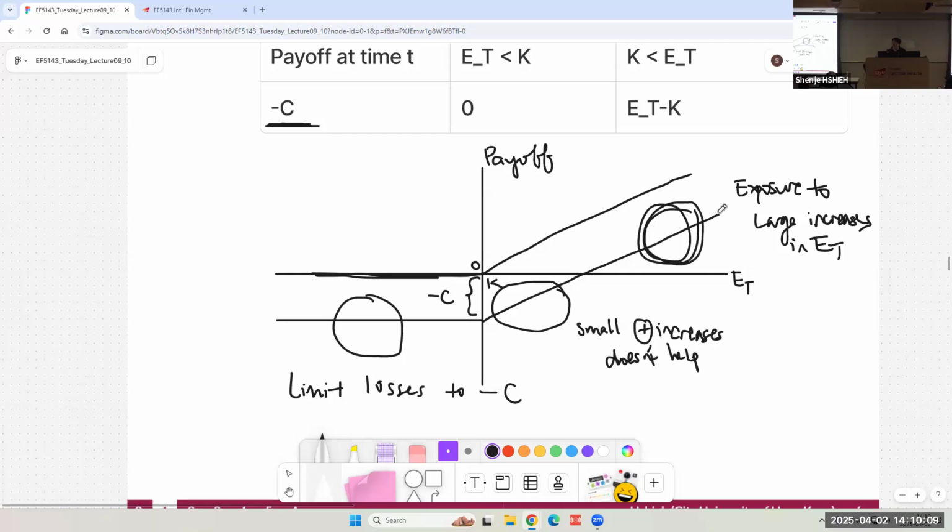Of course, you can combine various options to get very exotic payoff structures, which is probably what you should be paying attention to for your exam, right? Can I combine various options together to get a very elaborate way to manage my risk and exposure to the underlying asset price?